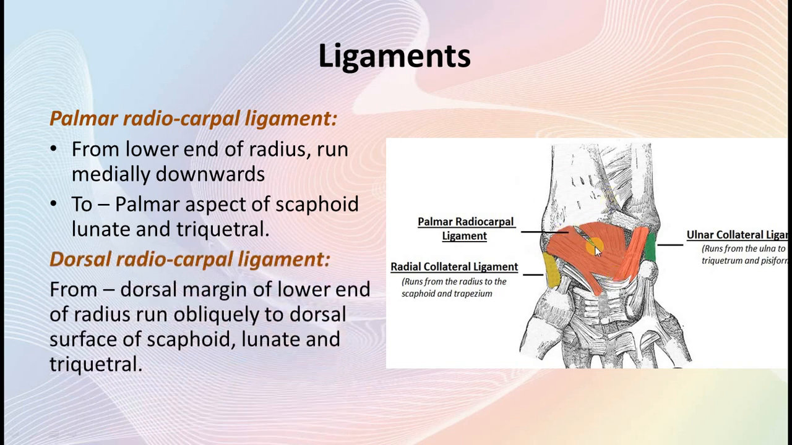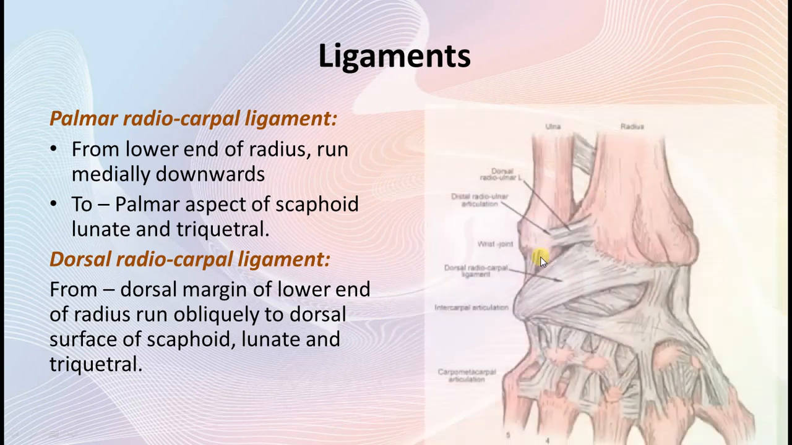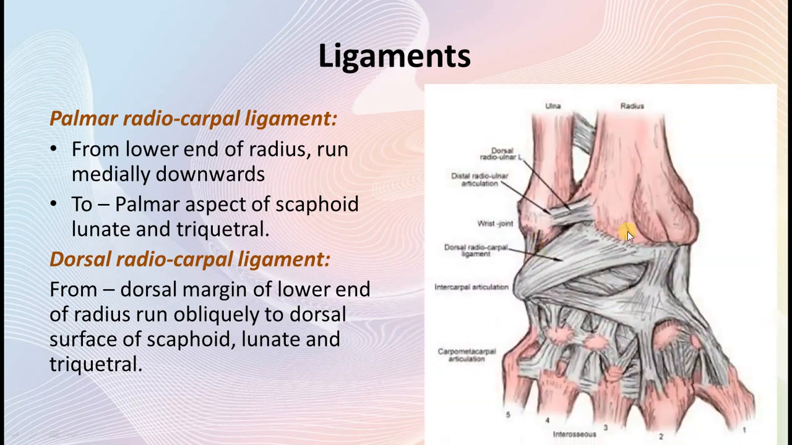Next, behind you come across one more ligament, that is the dorsal radiocarpal ligament. Same way like the palmar carpal ligament, this arises from the dorsal aspect of the lower part of the radius, runs obliquely to the dorsal surface of the scaphoid, lunate and triquetral bones. So you have one, the palmar radiocarpal ligament, and the other one, the dorsal radiocarpal ligament.